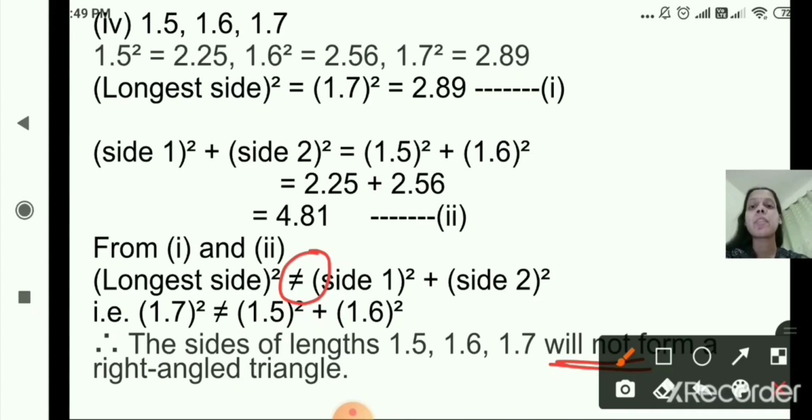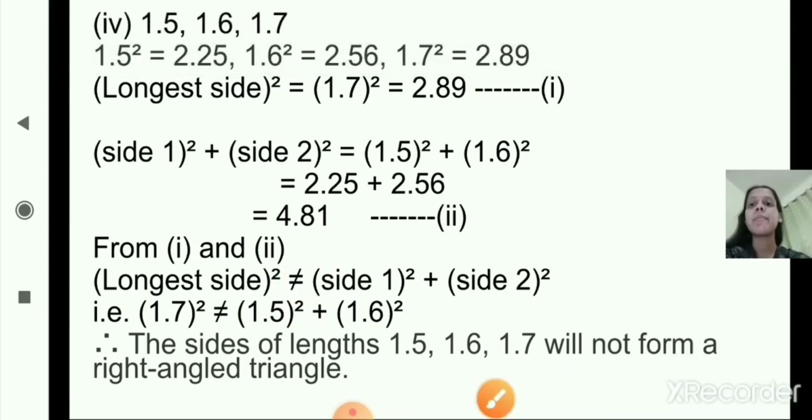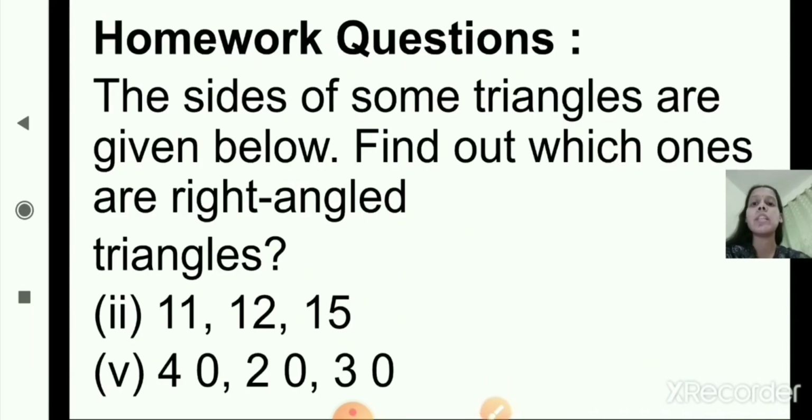So now write down the homework sums. These are the homework sums from question number 2. The method is the same for question number 1 and 2. Only the final statement you will write properly. Where it is asked for a Pythagorean triplet, in the final statement you will write Pythagorean triplet. And if it is asked to find a right angle triangle, then in the final statement you will mention right angle triangle. The method is the same.